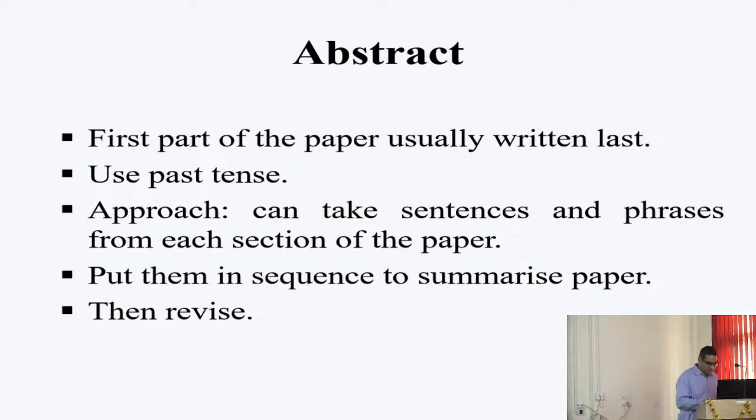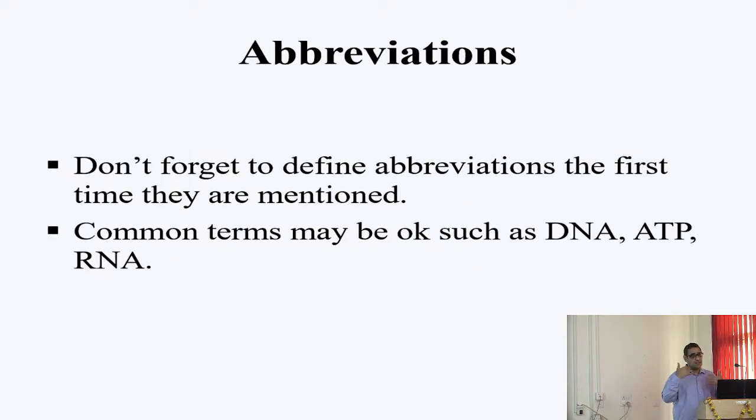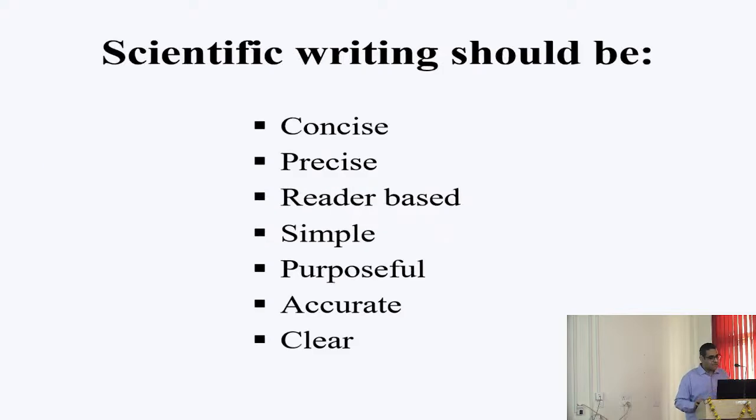Okay, but mostly for research data they provide 250 words. It is not that research you can write in 80 words, but in case they want to highlight 2 points, you have to highlight them. Abbreviation: don't forget to define abbreviations the first time they are mentioned. Okay, DNA, common names, no abbreviation definition needed. DNA, ATP, okay, all those, and some specific proteins which are very well known. Okay, there is no need to write deoxyribonucleic acid, ribonucleic acid. Scientific writing should be concise, precise, reader-based, simple, purposeful, accurate, clear.